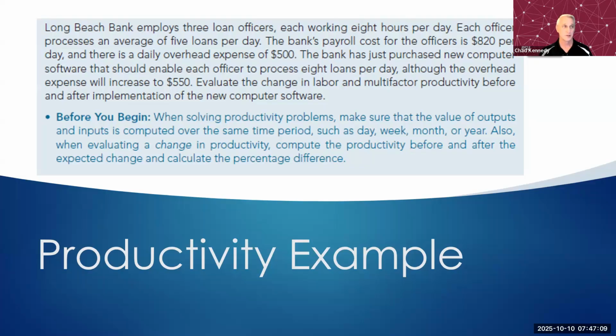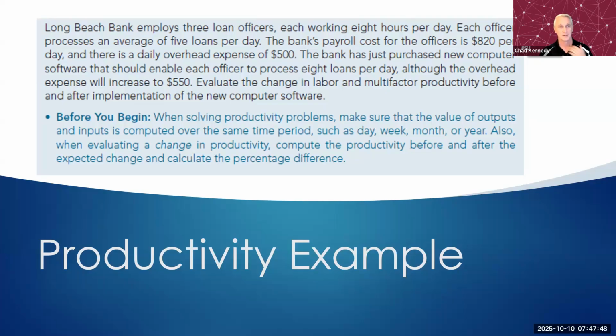They've just purchased new computer software that should enable the officers to process 8 loans a day. Great, we can process more. Although the overhead will increase because now we're paying for this software. It's going to be another $50 a day for the software. So now we have to make an evaluation. Are we having better productivity with this software, or is it not worth the price that we're paying to get that increased productivity? In this analysis, we'll look at labor and multi-factor productivity before we make that decision.